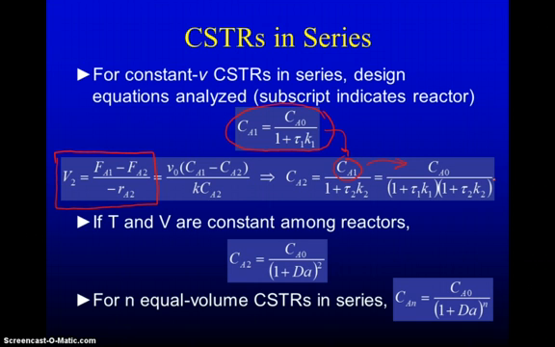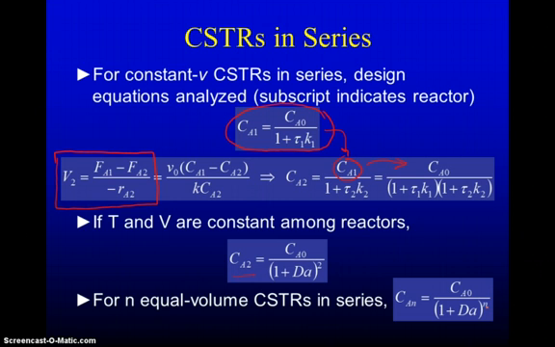If the temperature and volume are constant among reactors, then tau and K are equal, and we can write the concentration leaving the second reactor as Ca naught over 1 plus the Damköhler number, squared. And for n equal volume CSTRs in series, the concentration leaving the final reactor is the feed concentration over the quantity 1 plus the Damköhler number to the nth power. So that gives us a way to say what we would have for any number of reactors.